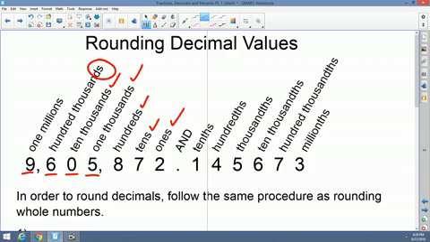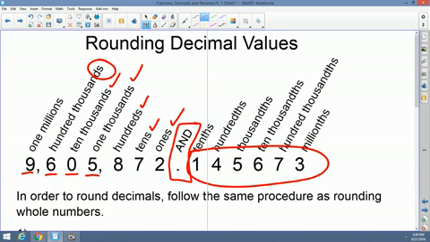9,605,872 and. Decimal reads as "and." Okay, so that's why I said 9,605,872 and. Now, when you're reading decimals, you read the number by itself according to its value, and you end with the place value. So forget about this decimal for a second. This number by itself is 145,673. But where does it end?